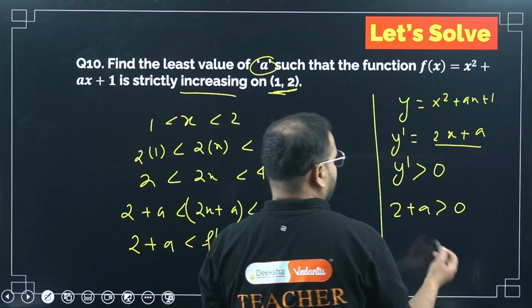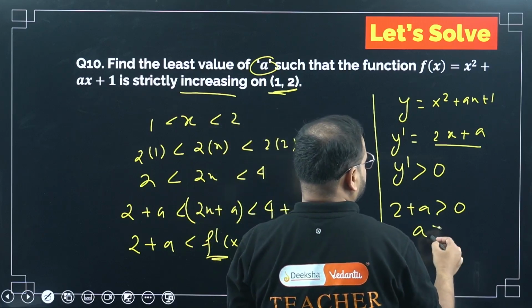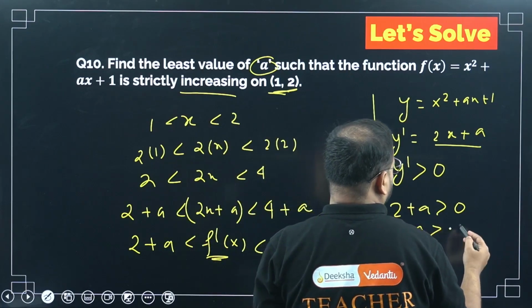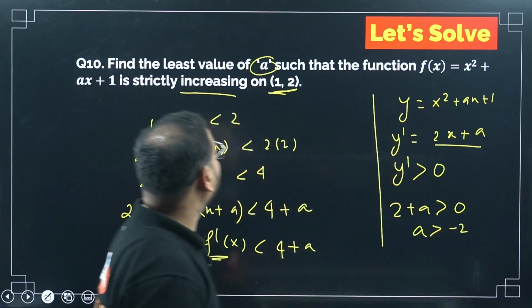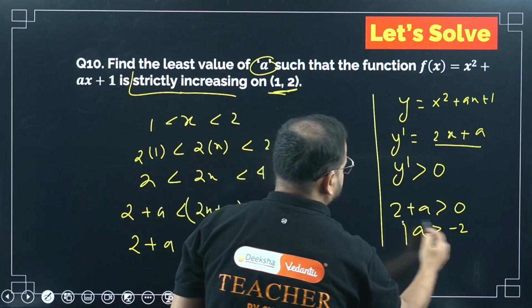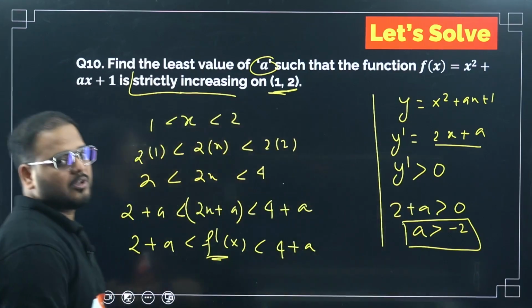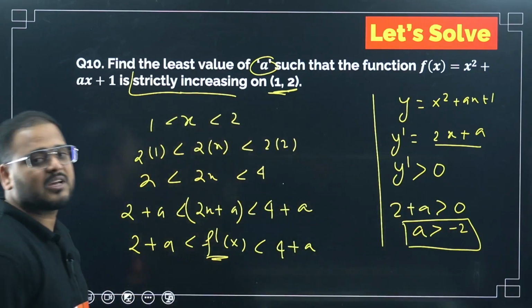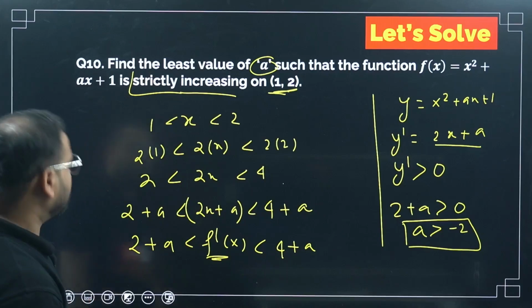What am I going to get? A greater than minus 2. If I'm writing only strictly increasing, the answer is this only. If it was increasing, I can put the equality sign also. Answer is this only.